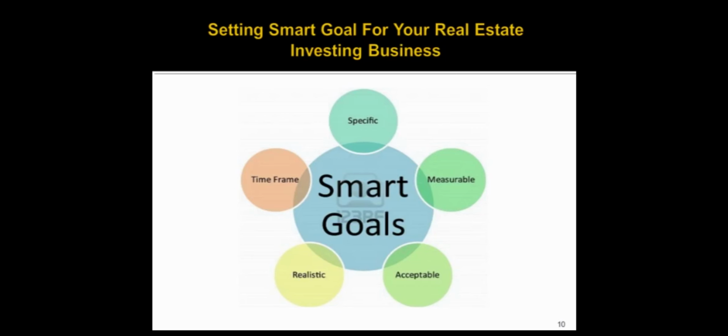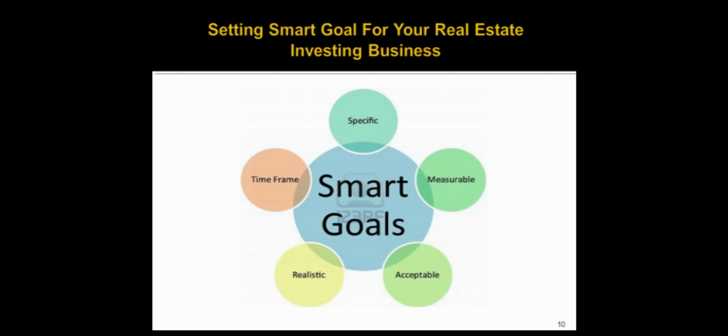Any goal that you define has to be very specific. The goal has to be measurable. The goal has to be acceptable by yourself, and the goal has to be realistic. And the goal has to have a time frame. Time frame is how long will it take you to achieve this? Will it be 3 months from now, 6 months, 2 years, 10 years?